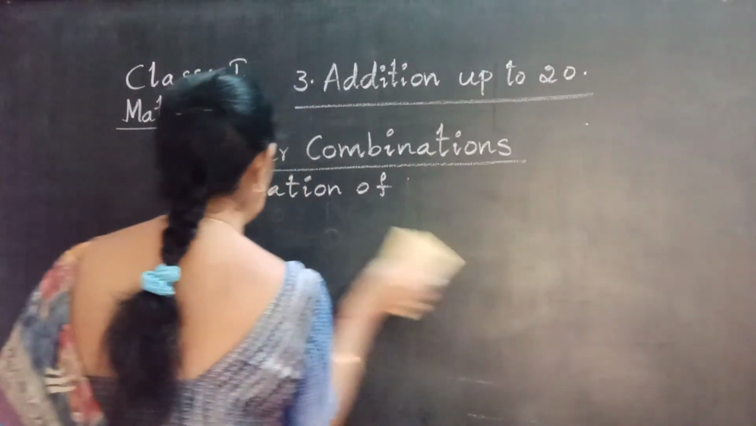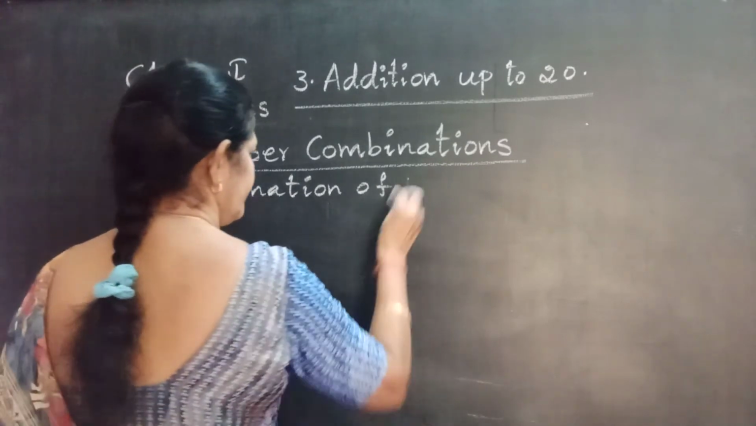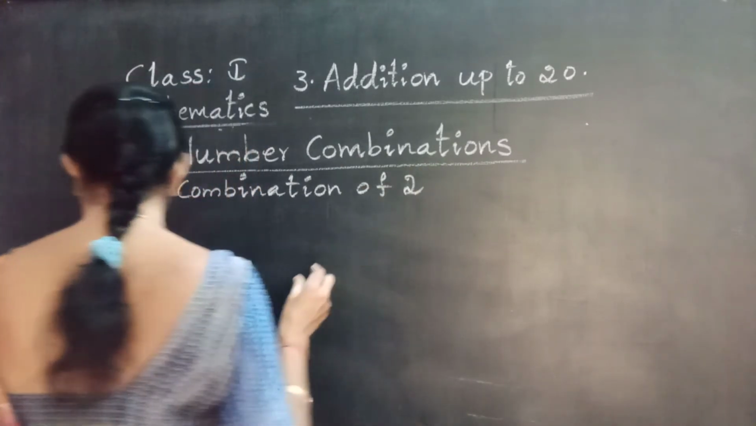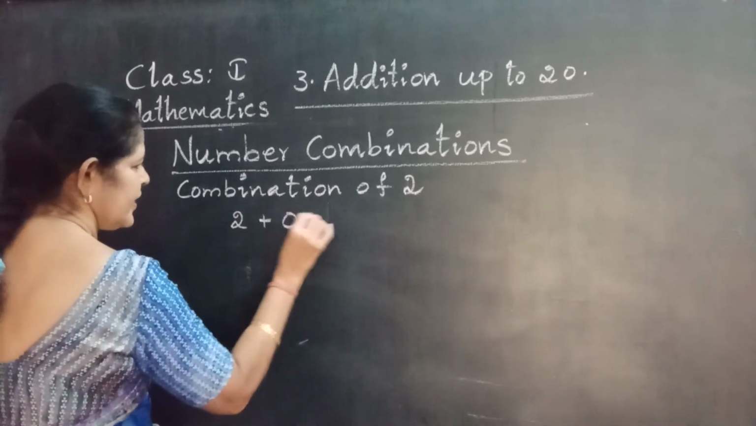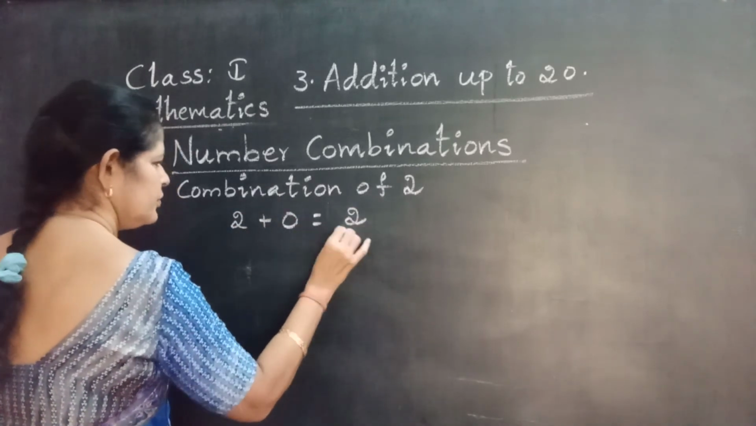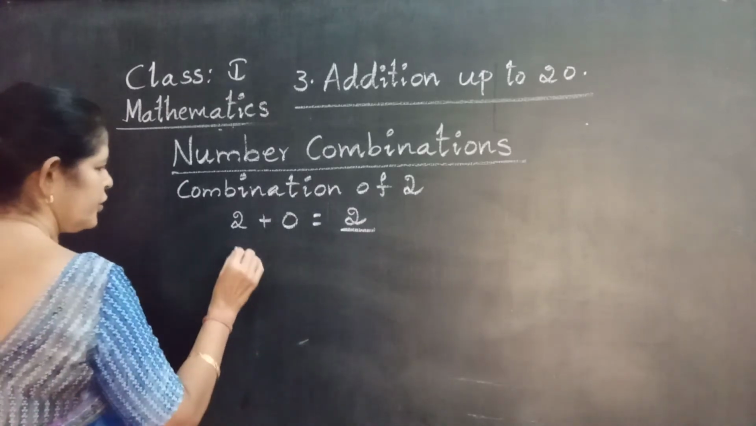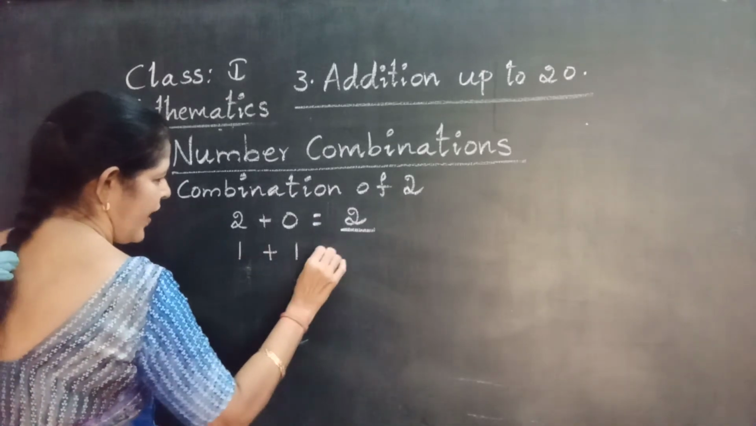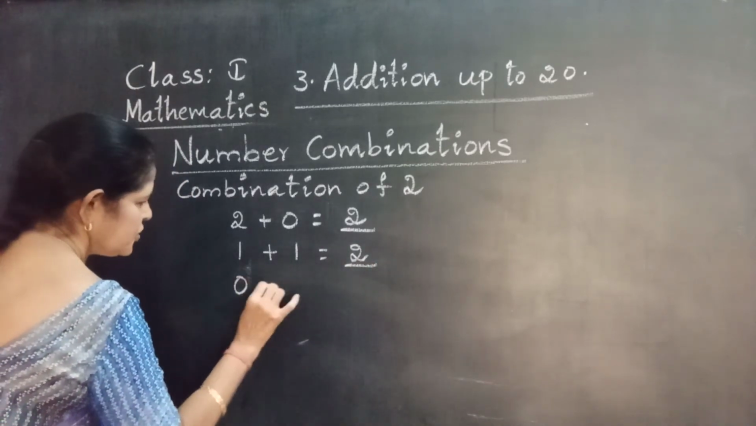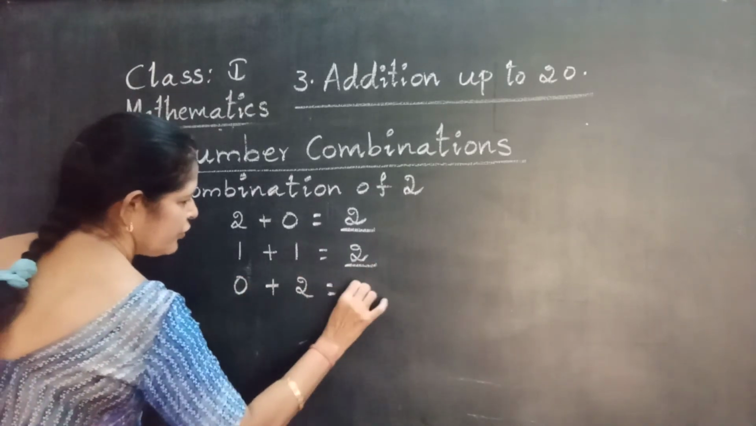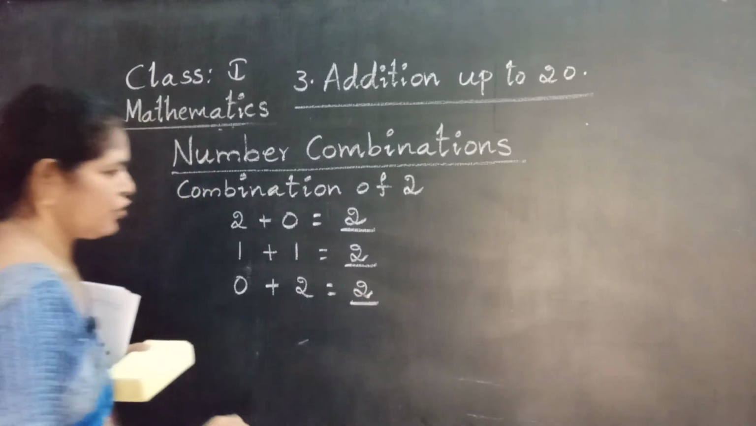Next, combination of 2. How do you get 2 with 2 numbers? Ready now? Combination of 2. 2 plus 0 is 2. 1 plus 1 is 2. 0 plus 2 is 2. This is the combination of 2.